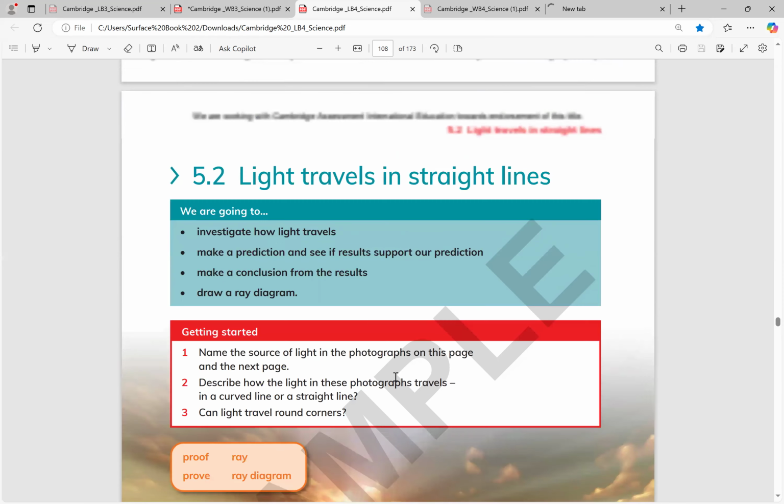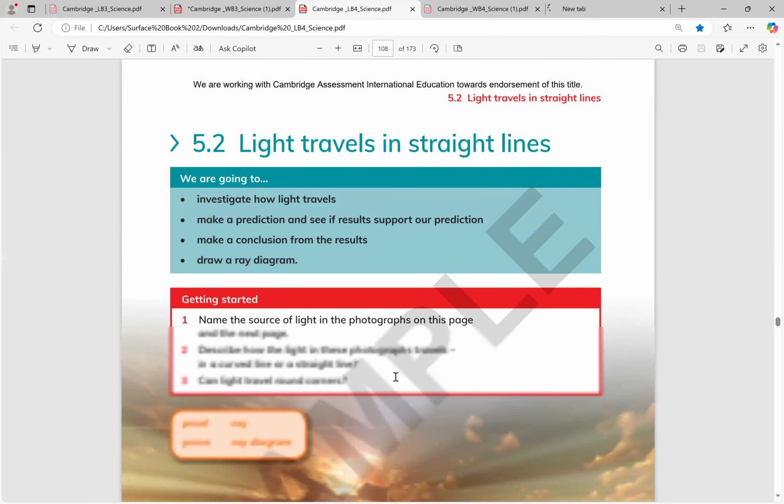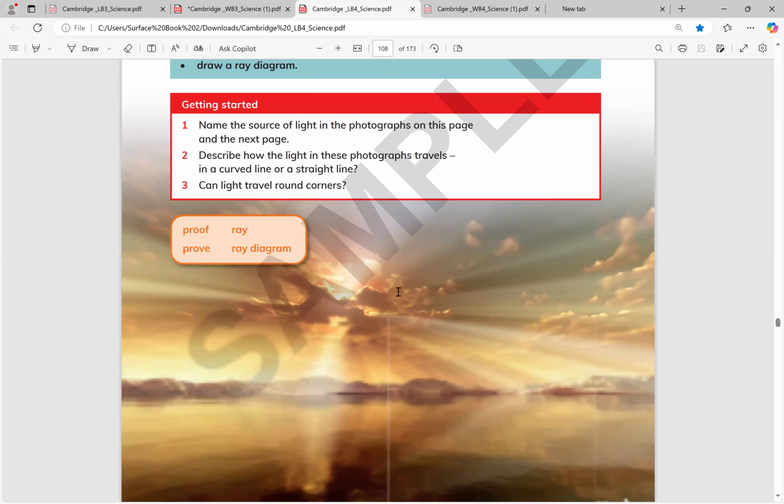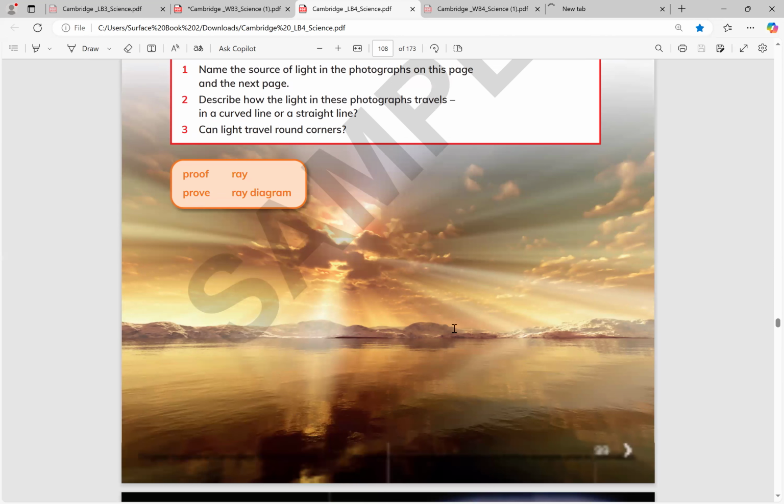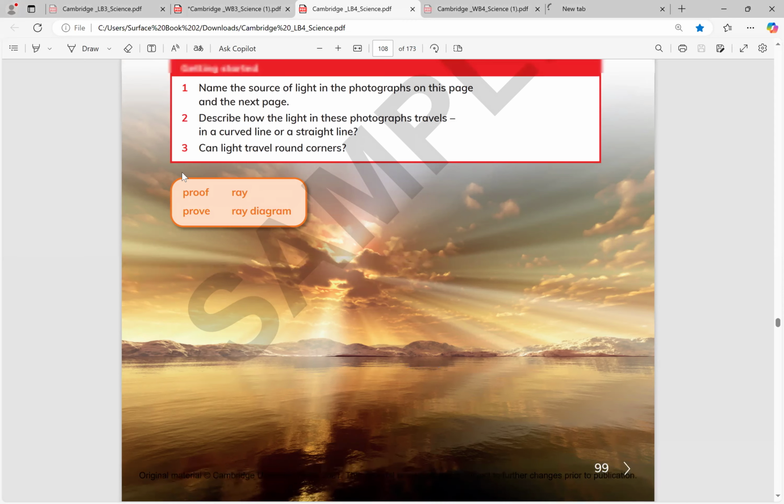Now, can anybody name a source of light in this image? Where does the light come from in this image? The sun? Yes, it is the sun. The sun is why you can see the light. You can always see the light from the sun.